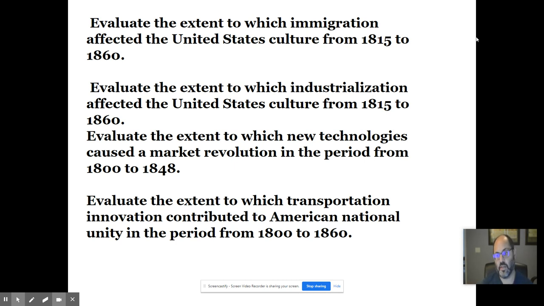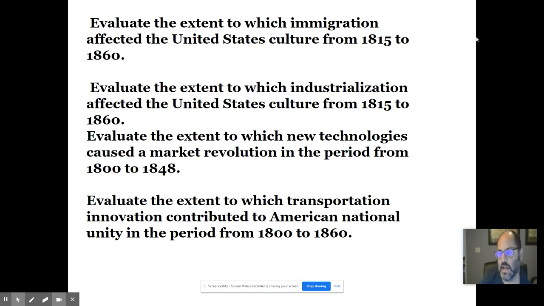And then another way of looking at this is evaluate the extent to which new technologies caused the market revolution from 1800 to 1848. And the last one is the transportation innovation. So evaluate the extent to which transportation innovation contributed to American national unity in the period 1800 to 1860.